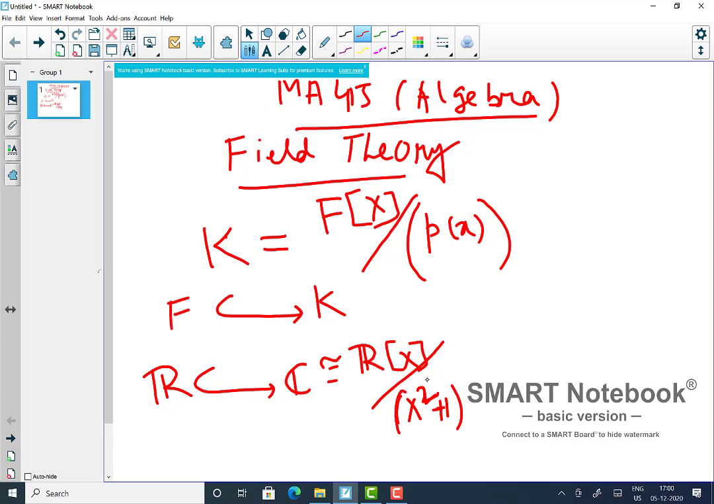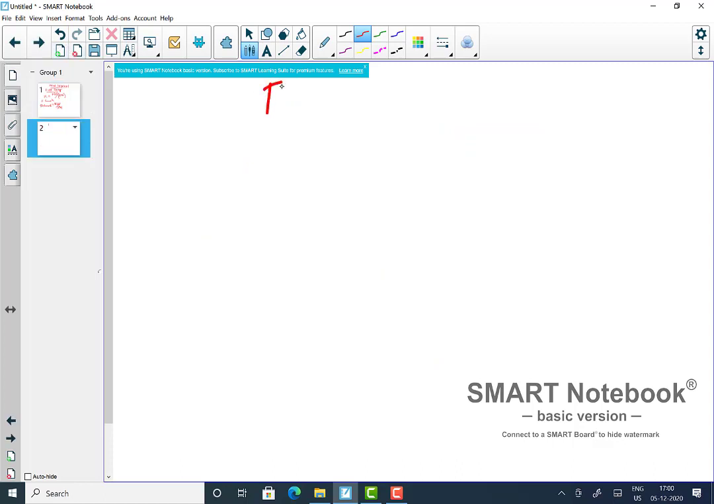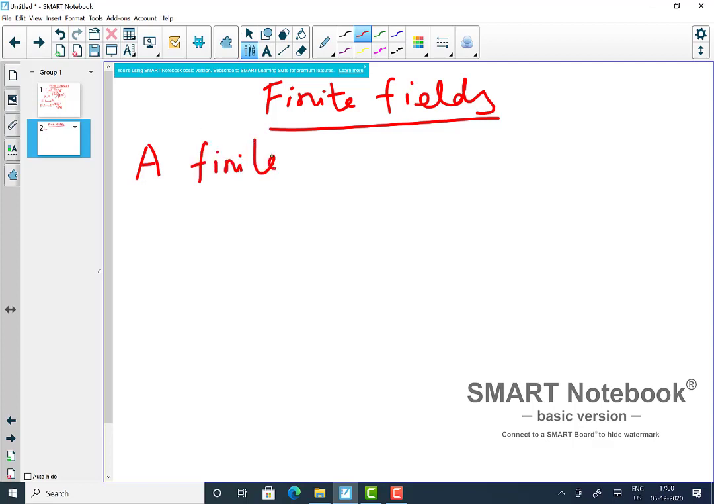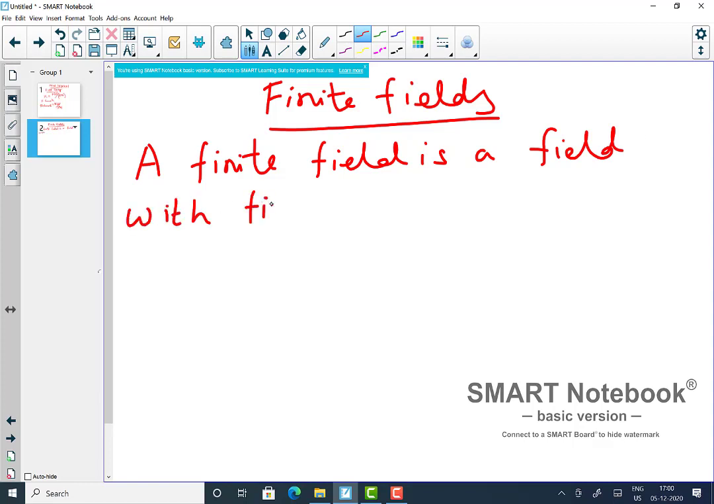Now the interesting thing is how you make finite fields, and how they look. We will use a similar idea. Let me define a little bit about finite fields. What is the definition? A finite field is a field with a finite number of elements. Any field having finitely many elements is called a finite field.